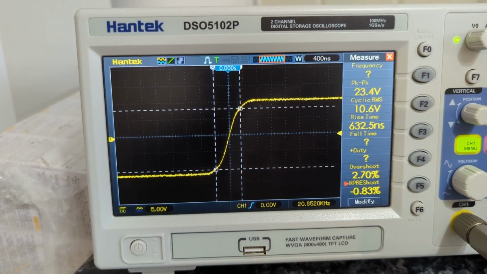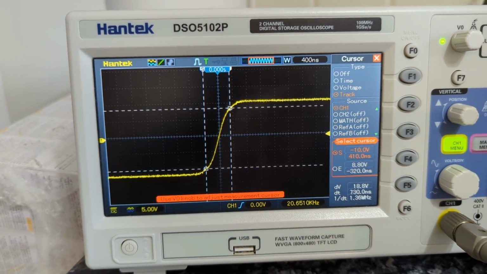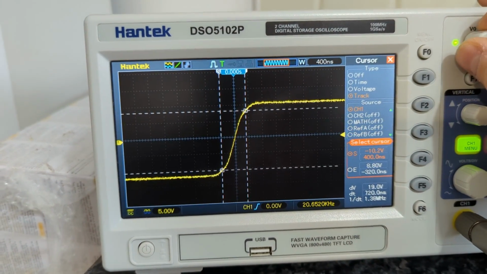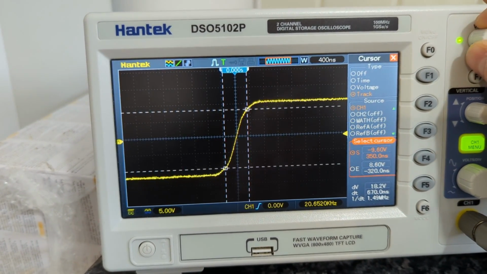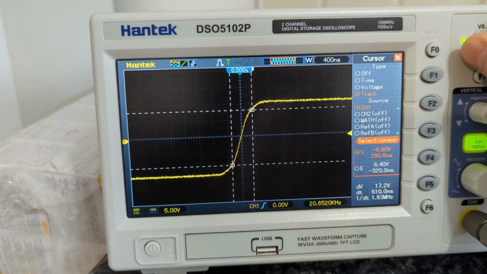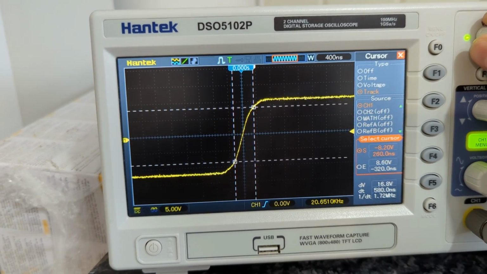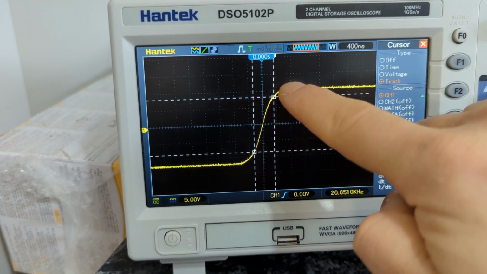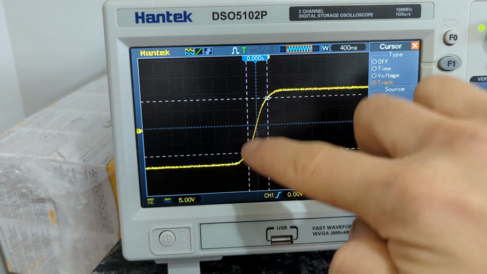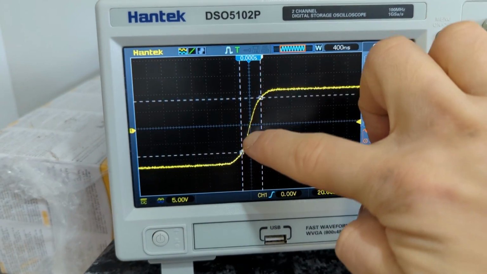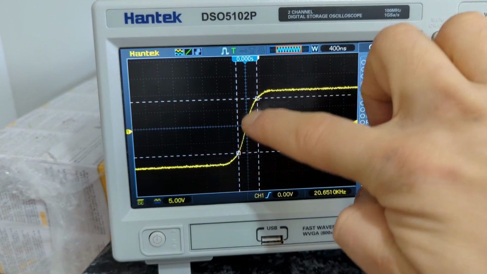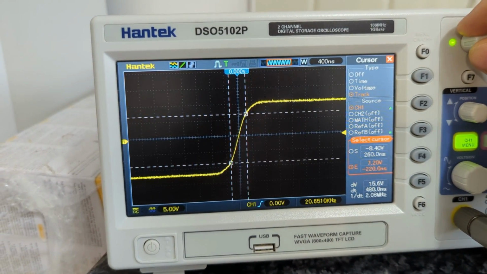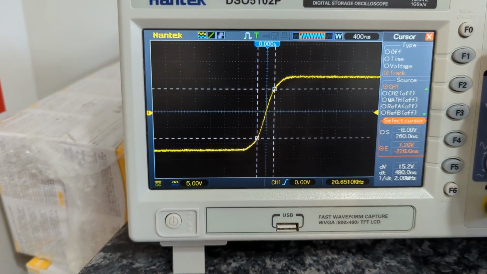And let's go back to the cursor menu and adjust these cursors a little bit. I'm going to bring this a little bit higher. Maybe it's not fair, but what I want to see is, these edges are not as important. What's important is the middle part where it rises the fastest. So we have something like this. Yeah, let's keep it like this.